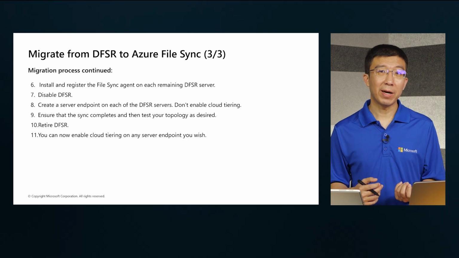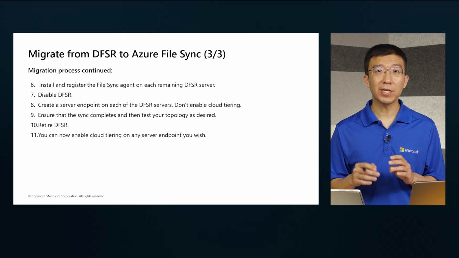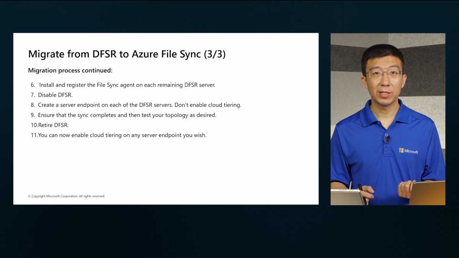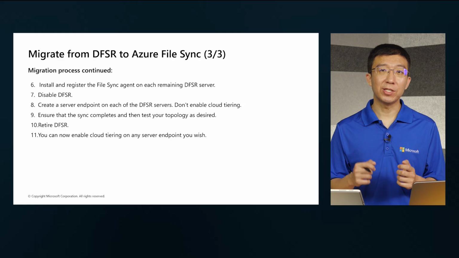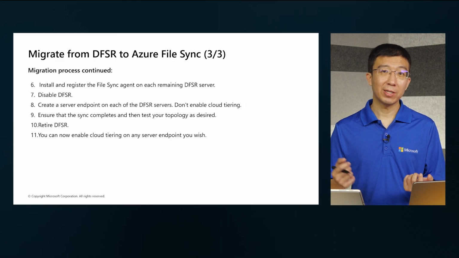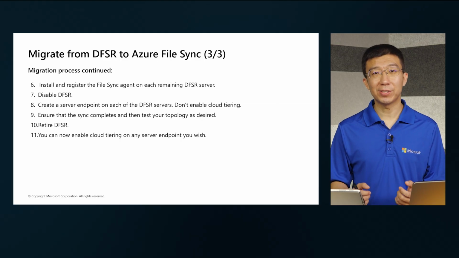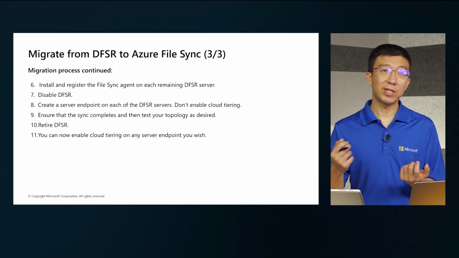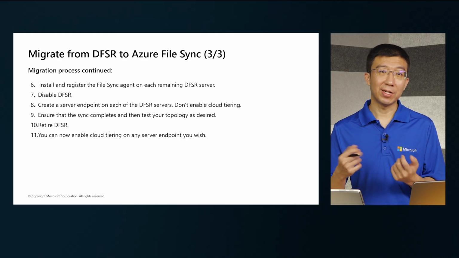Let's continue with the migration process. Install and register the file sync agent on each remaining DFSR server. Disable DFSR. Create server endpoints on each DFSR server without cloud tiering. Ensure sync completes and test your setup. Retire DFSR, then enable cloud tiering as needed.